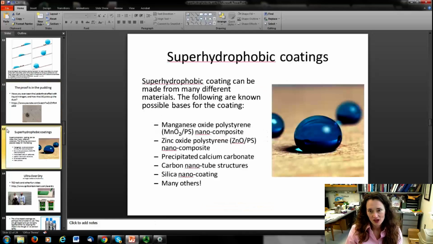Okay, but back to superhydrophobic coatings. You can manufacture superhydrophobic coatings too. It's not just something that occurs in nature. People have actually learned to mimic nature to a certain extent and create commercial superhydrophobic coatings. So there are the following known possible bases for coatings that are commercially available right now. You can use manganese oxide and polystyrene nanocomposites. You can use zinc oxide and polystyrene nanocomposites. You can use precipitated calcium carbonate. You can use carbon nanostructures, or you can use a nanocoating based on silica. And there's a lot of others out there right now.